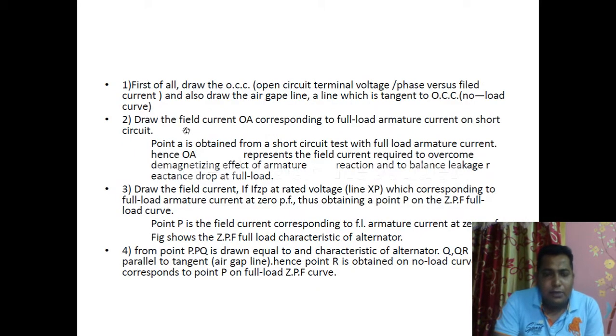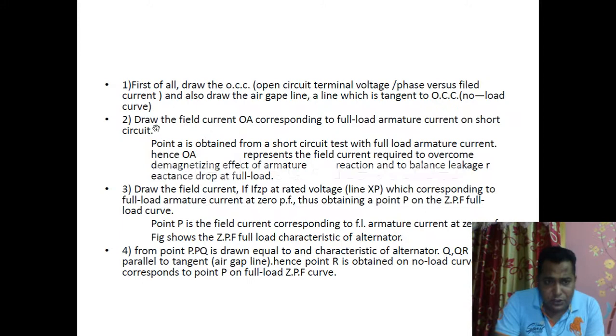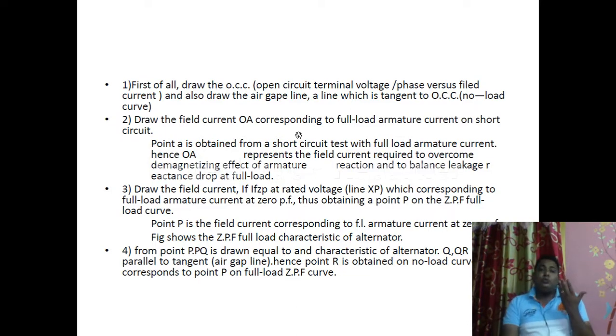Now, draw the field current OA corresponding to full load armature current on short circuit. Drawing the OA, that is the full load field current. So we will increase the field current up to which value? Up to the value at which the full load armature current is flowing in the short circuit test. So we will plot that.